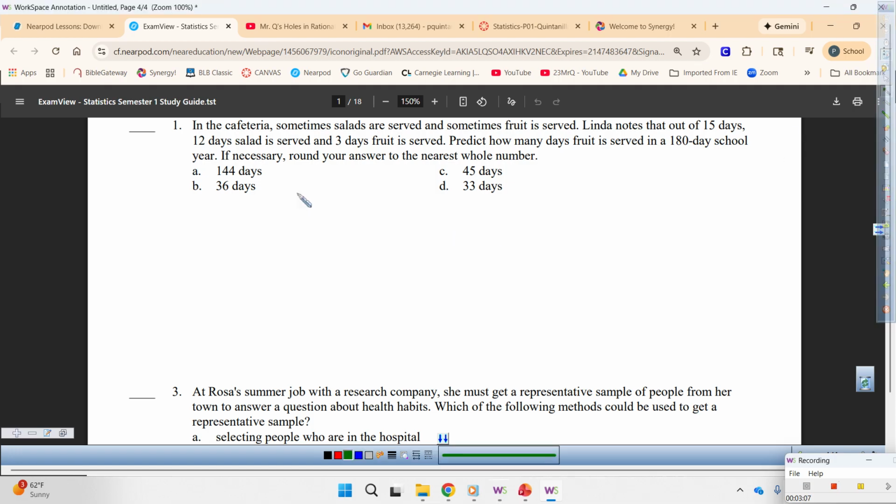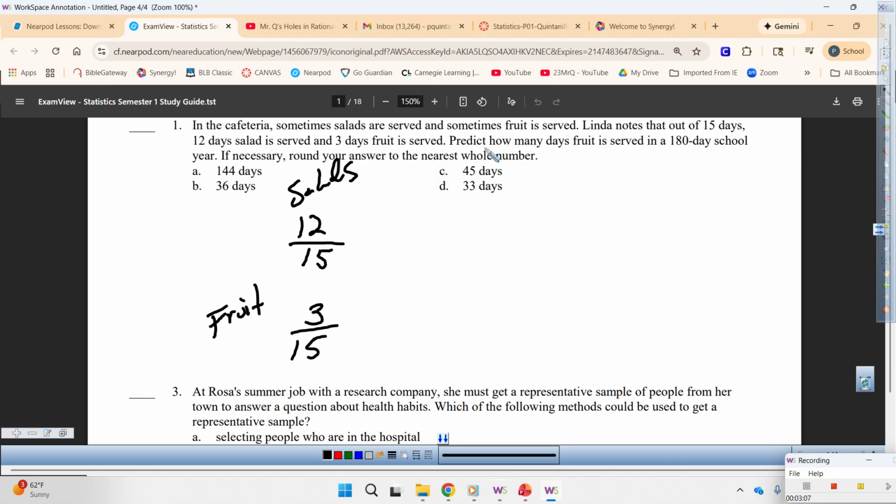It says, in the cafeteria, sometimes salads are served and sometimes fruit. So salads and fruit. Linda notes that out of 15 days, 12 days are salads. So how do we write that as a fraction? 12 over what? 15, yes. And that is for salads. But then it says 3 days fruit is served. So how do we write that as a ratio? It's 3 over 15, and that's for fruit.